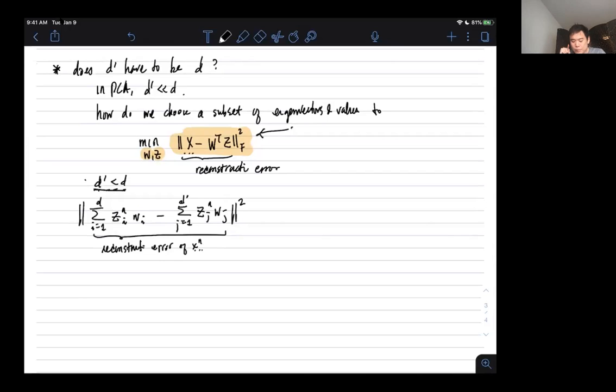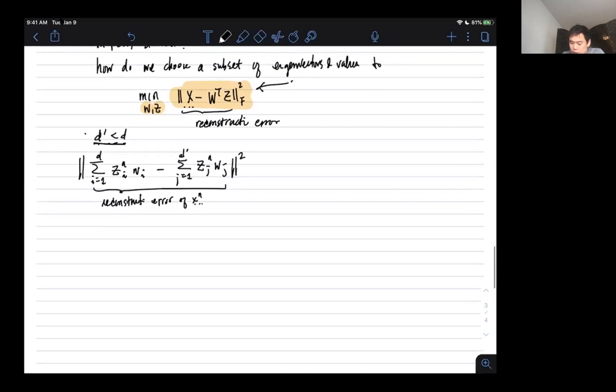And then remember that D prime is smaller than D. And then what we have done is to sort, after sorting. Wait, no need for sorting. I'm sorry about that. Sorting the eigenvectors and values according to the eigenvalues is necessary actually.